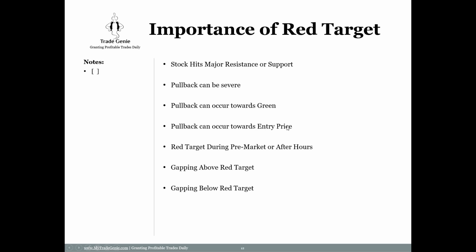The pullback can also occur towards the entry price. It can come all the way back down to the entry price. So that's why it's important that you sell the majority of your contracts at yellow, unless I revise it, then you can hold. Because you see how the market goes to the resistance and then pulls back. It may go up, but the option loses value, and you lose the profit. Now, this is very important to understand, where traders don't understand this, so I'm trying to explain it to you.